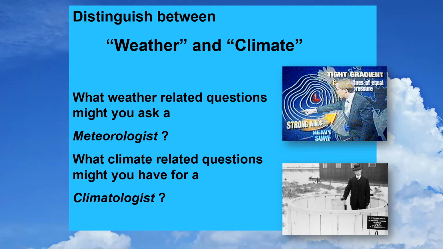To start at the beginning, what's the difference between weather and climate? They should not be used interchangeably. Well, weather refers to the state of the atmosphere at any one particular time and place. So you can talk about the weather right now. Look outside and tell me what the weather is like. We can talk about the weather right now.